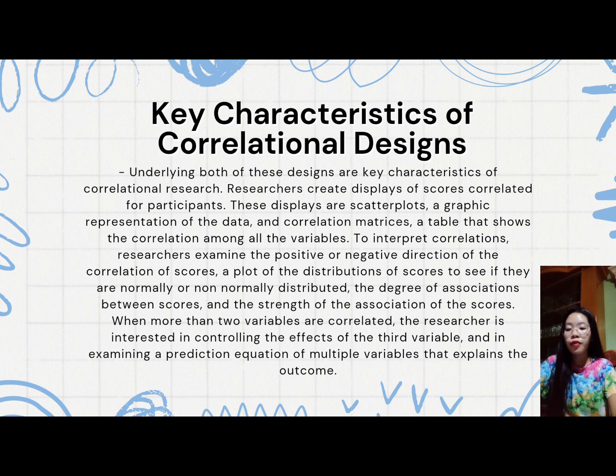So the next is key characteristics of correlational designs. So underlying both of these designs are key characteristics of correlational research. So researchers create displays of scores correlated for participants. These displays are scatter plots. A scatter plot identifies a possible relationship between changes observed in two different sets of variables. It provides a visual and statistical means to test the strength of a relationship between two variables.